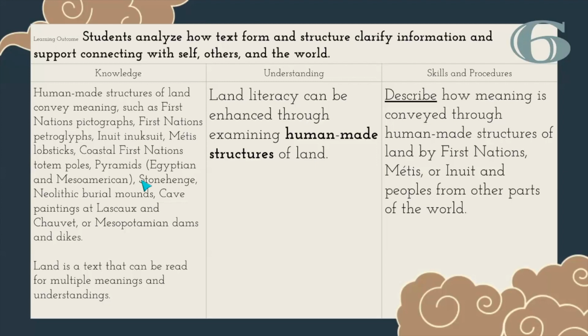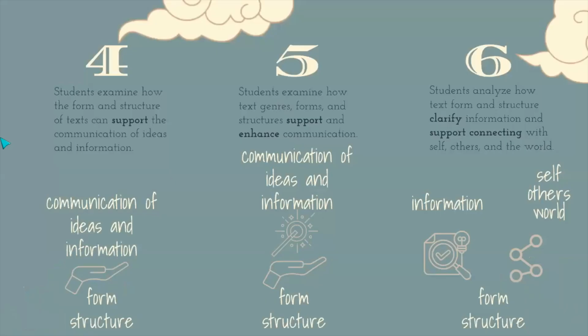So if you want to focus specifically on lob sticks or totem poles or pictographs, that's totally fine. You don't have to look at every single one of these. Ultimately, when we look at these 3 grades, you can see how this particular learning outcome becomes more complex. So all of them are talking about form and structure. In grade 4, we're talking about how the form and structure support the communication of ideas and information. Okay, that's the essential understanding piece that students need to walk away from in grade 4.